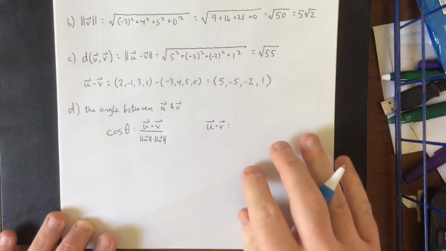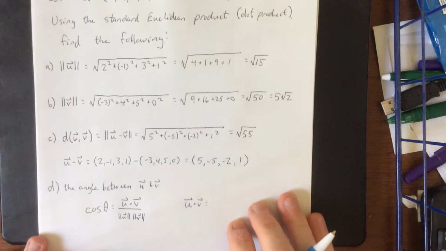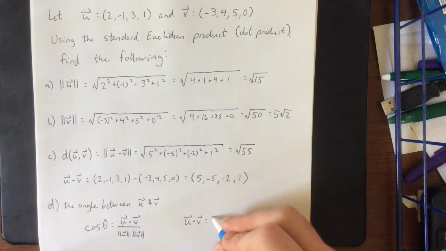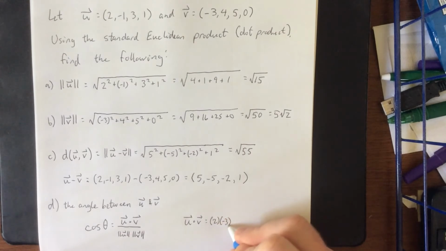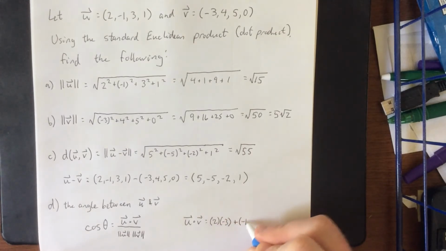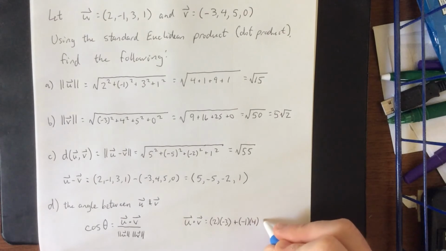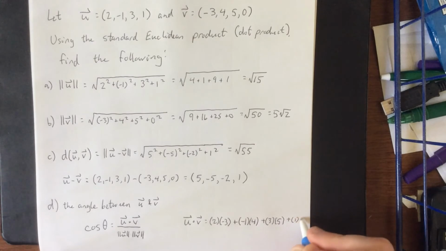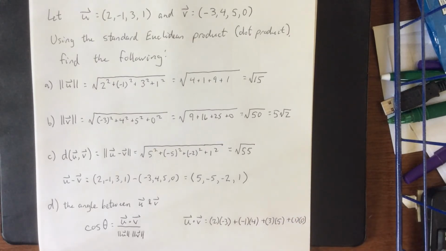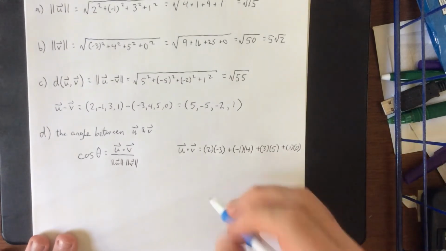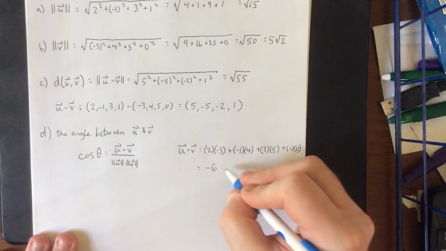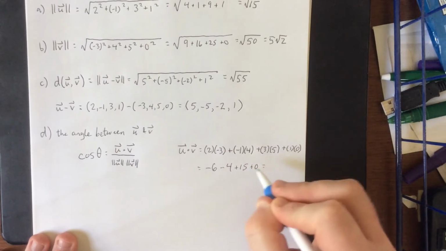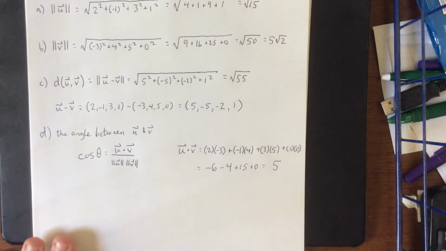U dot v is going to be equal to, we multiply the corresponding entries together and then add the results. So first components will be 2 times -3. Second components will have -1 times 4. For the third components we'll have 3 times 5. And for the last component we'll have one of my favorite multiplications to do, which is multiplying by 0. Simplifying each of these, we get -6 minus 4 plus 15 plus 0. Combining together, we get a total of 5.